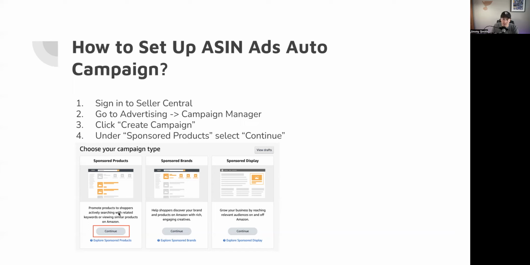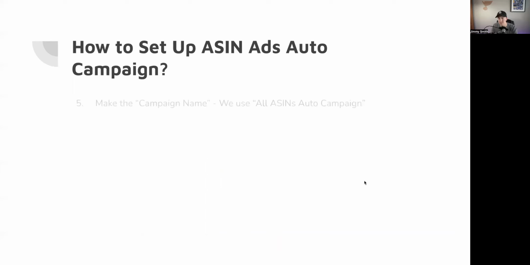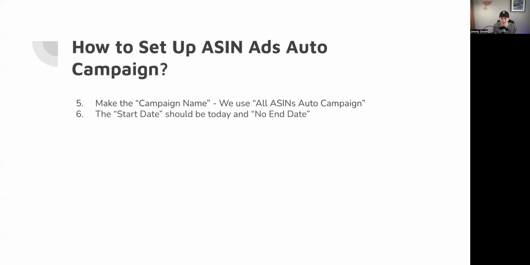And so after you select that you want to continue with sponsored products, the next thing that you need to do is you need to make a campaign name. And with that, we actually use all ASINs auto campaign. And I believe we actually put 5 cents at the end of it, so we know which campaign it is. That's what we decided to name it. You can name it whatever you want. That's completely up to you, but we decided to just make it that basic all ASINs auto campaign because it describes what it is. The start date would be today, and then there would be no end date.